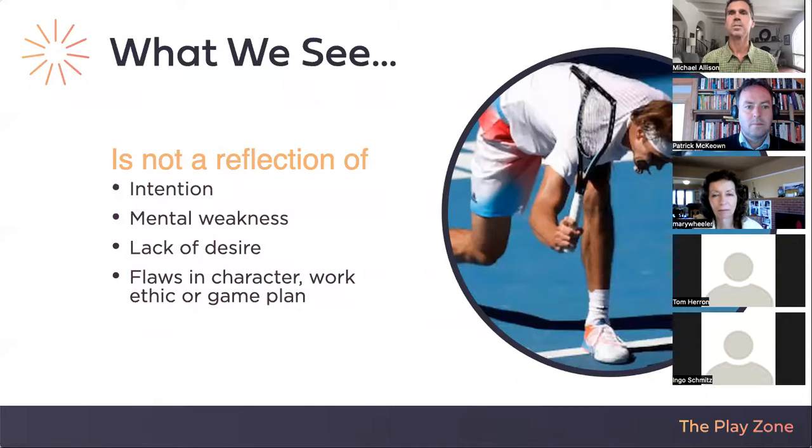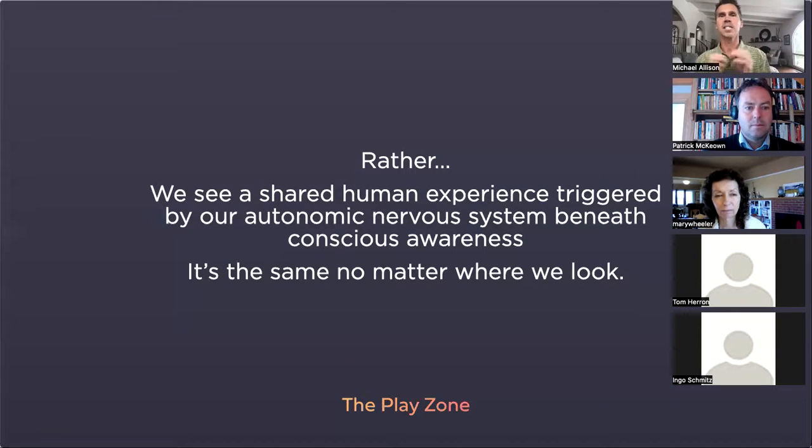What we've been told, what we all believe, is that his quality of play, his behaviors, his reactions, they're a reflection of his intentions, or they're a reflection of mental weakness. He needs to get tougher mentally, or he has a lack of desire, or maybe even a flaw in his character, or a poor game plan, or he doesn't have the right support team, right? Whatever it is, we hear all these things. And what I'm saying is that actually what he's experiencing, it's a shared human reaction. This is an autonomic nervous system response that we all share. And it's actually an adaptive pattern that follows a very predictable sequence, which we're going to look at.